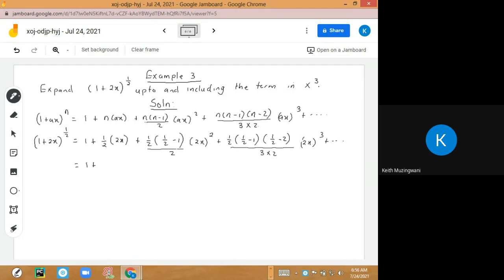So I have 1 plus x, because half times 2 is just 1, plus we have half. Half minus 1 is negative half. And then 2 power 2, that is 4x squared. So I'll put the over 2 here, plus half. Half minus 1 is negative half. Half minus 2 is negative 3 over 2. And then 2 power 3 is 8, x power 3. And then I'll put the 6 here.